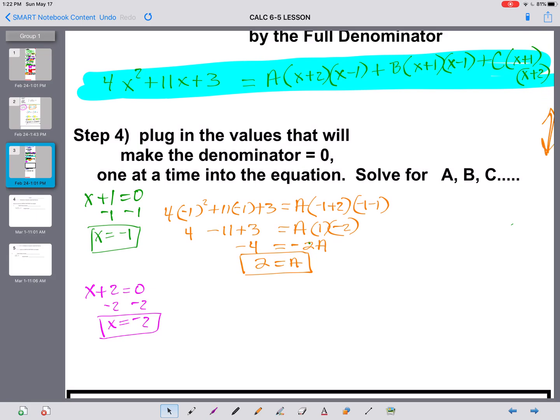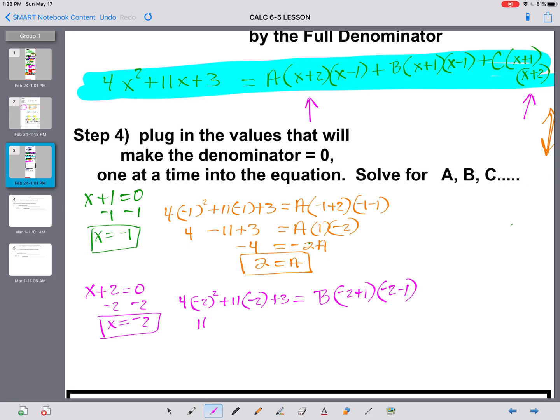Okay, now let's put negative 2 in there. So 4 times negative 2 squared plus 11 times negative 2 plus 3 equals, notice when I plug negative 2 in there, I get 0 A's. When I plug negative 2 in there, I get 0 C's. All I'm going to have is B, and then negative 2 plus 1, and negative 2 minus 1. Okay, what do we got here?